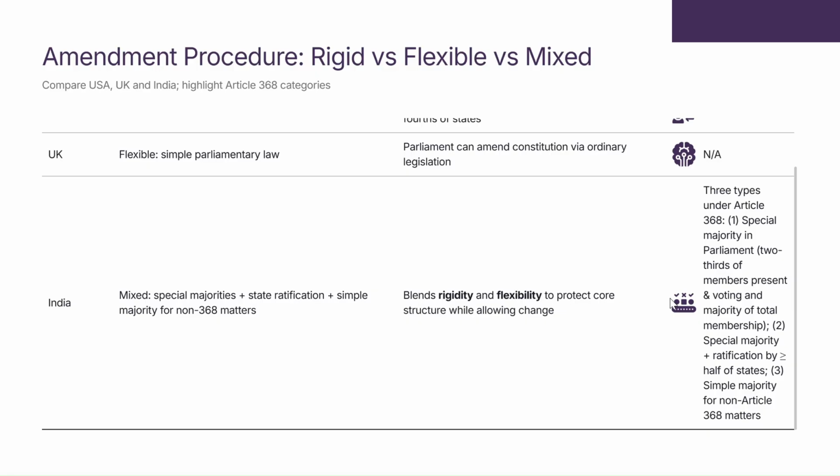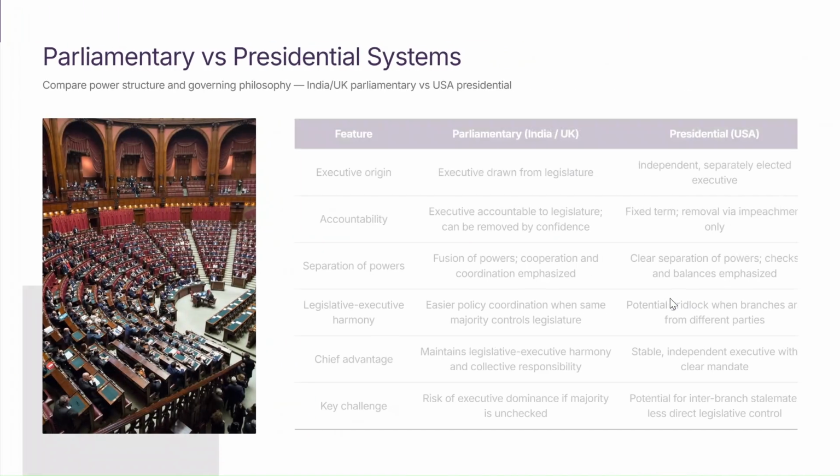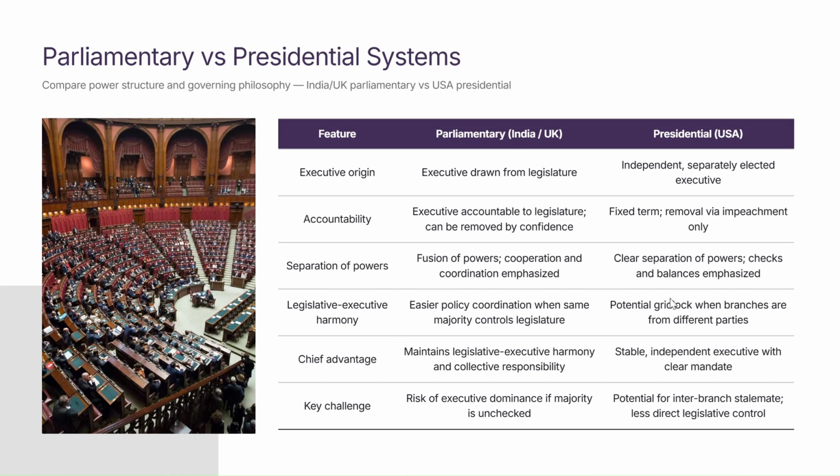India has a parliamentary system, that is, the executive comes from legislature, emphasizing cooperation. But the US has a presidential system, where separation of powers is heavily emphasized. Remember the key differences in power structure and philosophy of power distribution.